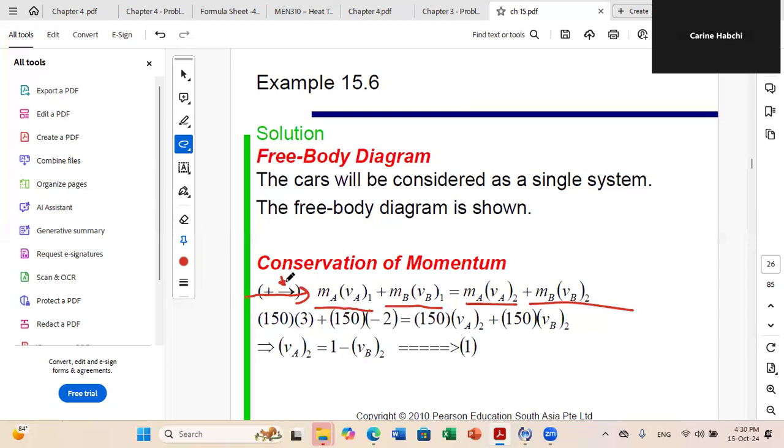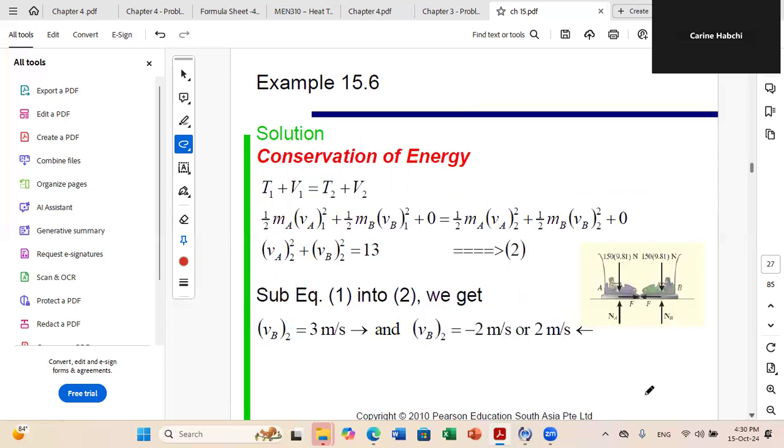So here we assumed algebraic values. If VA2 is positive, this means that it will be in positive x. If you get a negative result, this means it will be directed in negative x. So this equation will give you the second relation. And then you solve the system of two equations with two unknowns. Let us see the second relation. So here, the second relation is conservation of total energy.